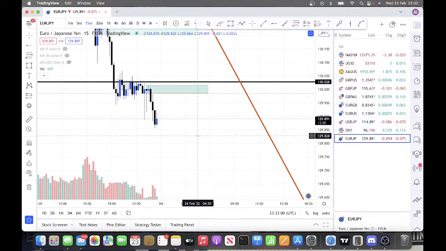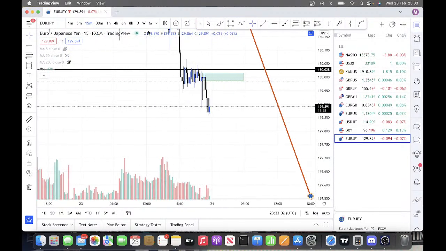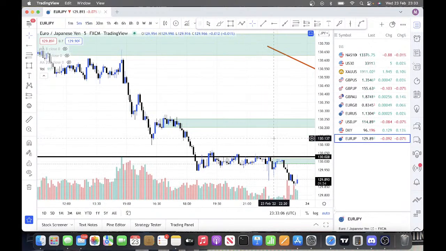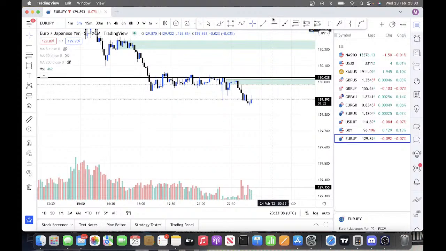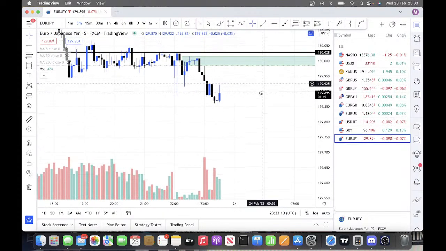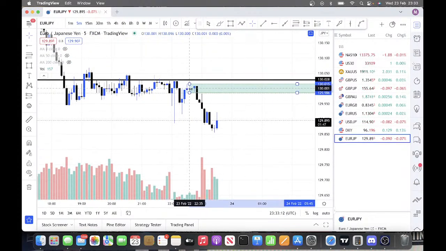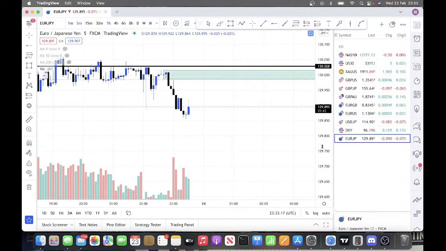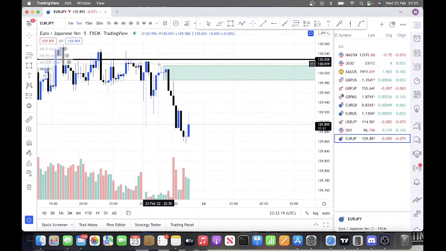If it's going to come up, it'll probably come up to here. Now again, no trade yet. Hop into the 5. Zoom out. Again, this area is still our S&D zone, so we're waiting for price.